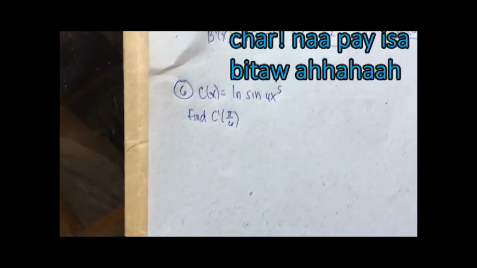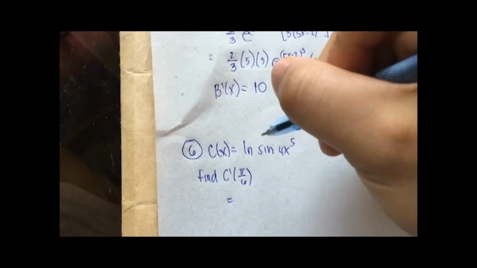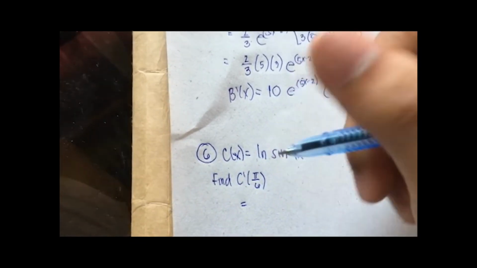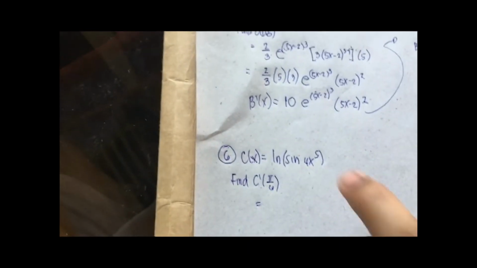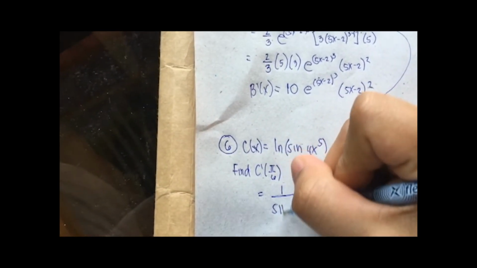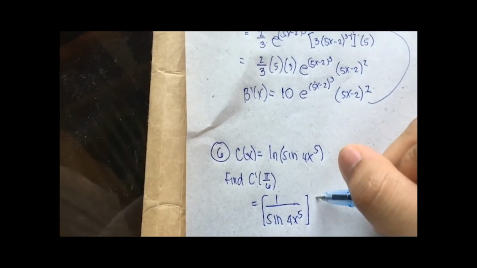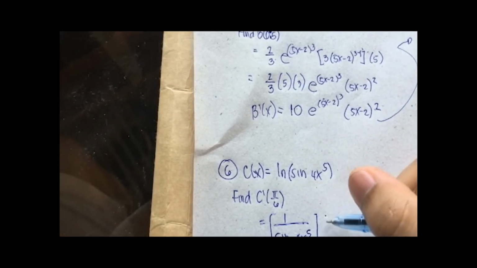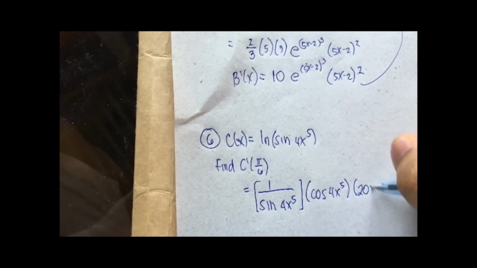Example number 6. Let's have our last example. Get the derivative of this one. Our given is ln, that's the natural logarithm, and our base is sine of 4x^5. So what is the derivative of that? You have 1 over sine 4x^5, times the derivative of sine, which is cos 4x^5, and then times the derivative of 4x^5.